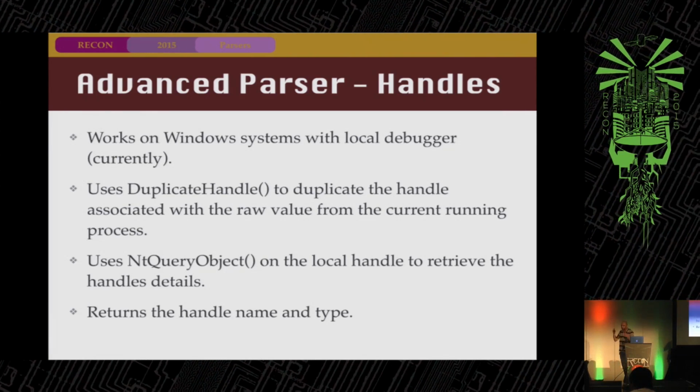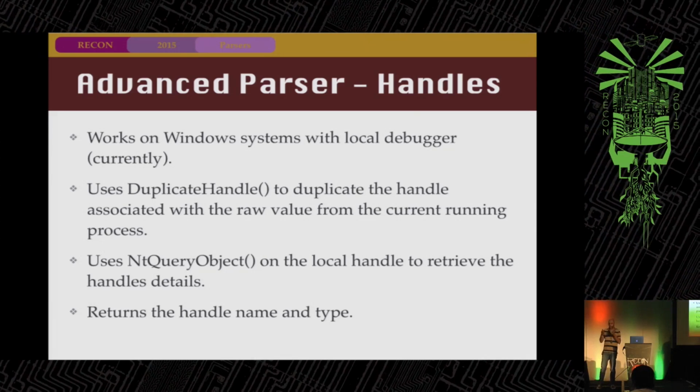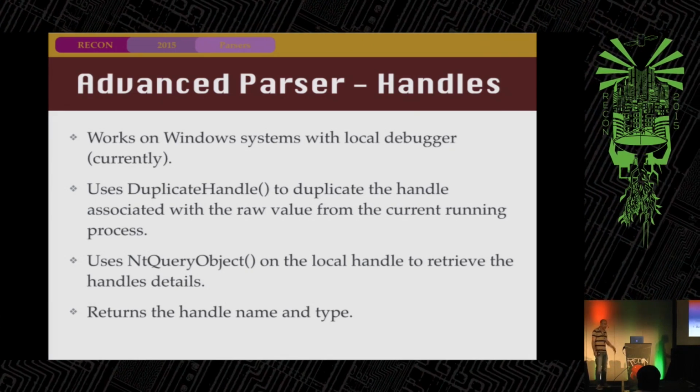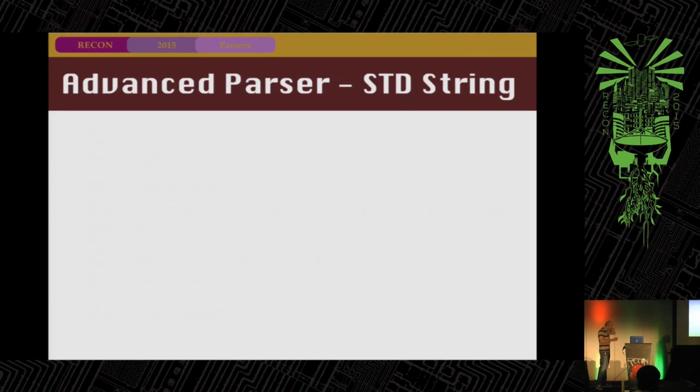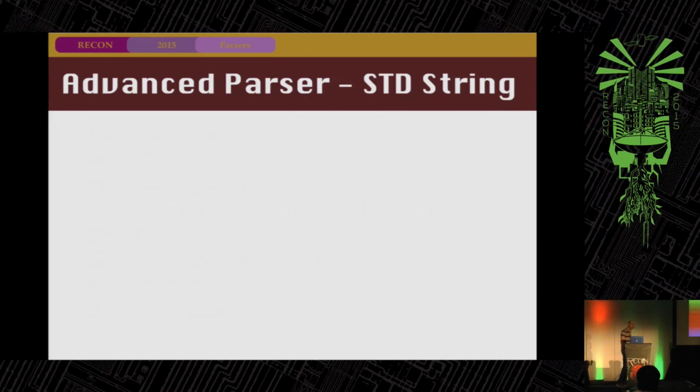I can actually see all the runtime handles. So when a function is passed a handle, I can see that handle, what's its type, and what's its name. That's really super useful. And this is also another good example of a parser, which is std::string.